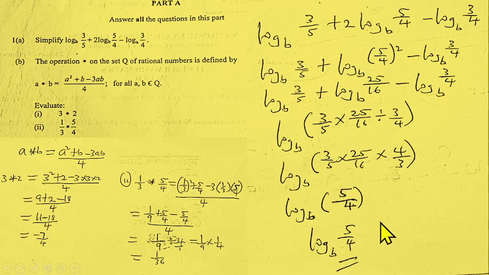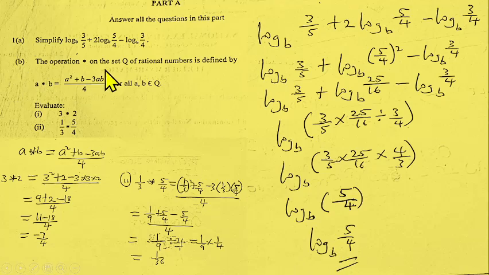Then we can now cut or simplify. 4 can go in 16, that will be 4 times. 5 can go in 25, that will be 5 times. 3 can cancel 3 here. So that means we are left with 5 over 4. Therefore, we'll have log 5 over 4 base b. There's nothing we can do further in this kind of question, so we have been able to simplify to the simplest form.